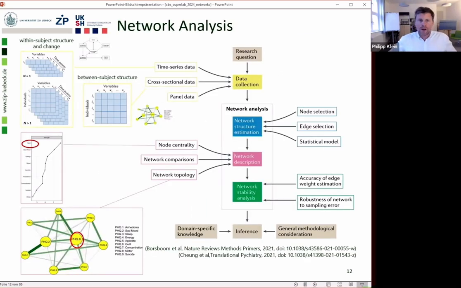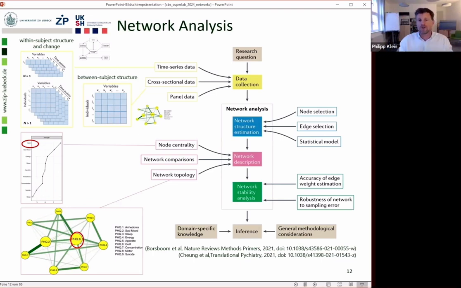Now, if you want to do this kind of work, you need certain statistical basics. And I'll just briefly introduce them. First of all, collection of data. You can estimate networks based on cross-sectional data or on longitudinal data. But cross-sectional data will only give you average associations between elements in a network, whereas longitudinal data can also give you an individual structure and dynamics of a network.